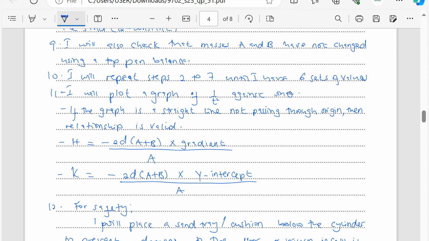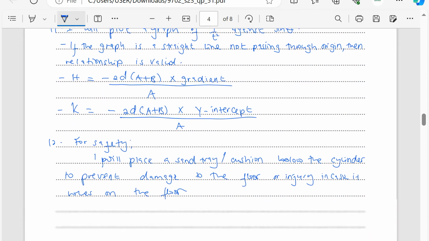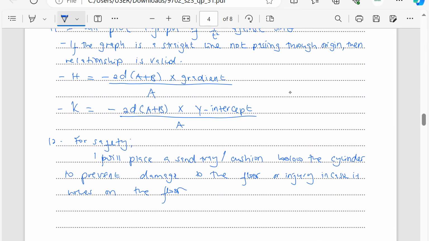So they wanted us to state how we can find h and k. We had already analyzed this on the first page. So h is equal to that and k is equal to that. And for safety, I will place a sand tray or cushion below the cylinder to prevent damage to the floor or injury in case it rolls.